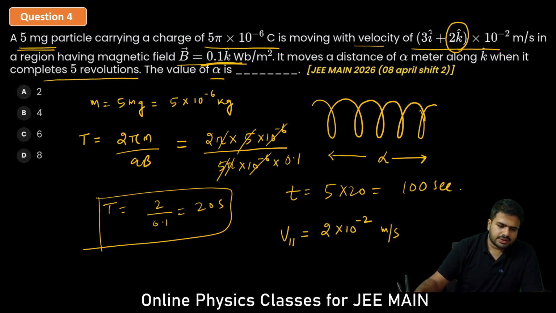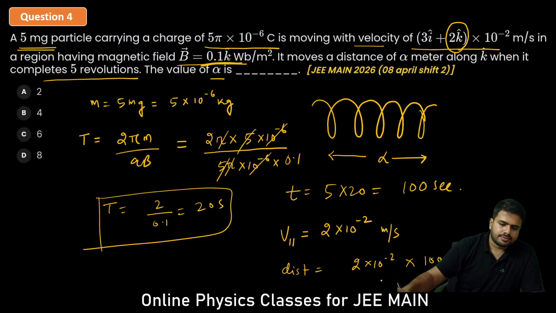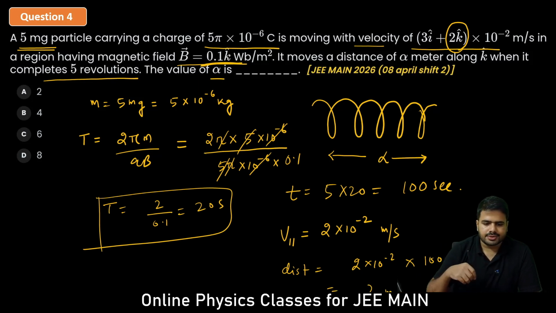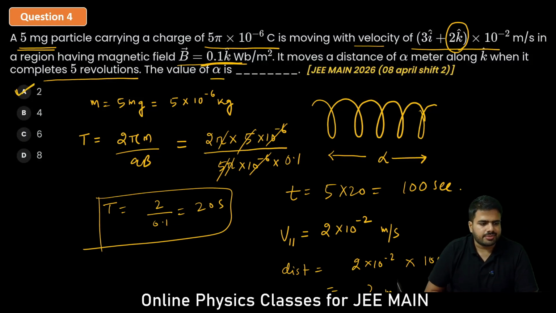So total distance traveled we can write down. Distance traveled would be how much here? 2 into 10 to the power minus 2, into the time, which is 100 seconds. Speed into time we have done. So here we easily get the distance as 2 meters. Okay, so it travels a distance of alpha, that is equal to 2 meter. Option A is coming correct here.